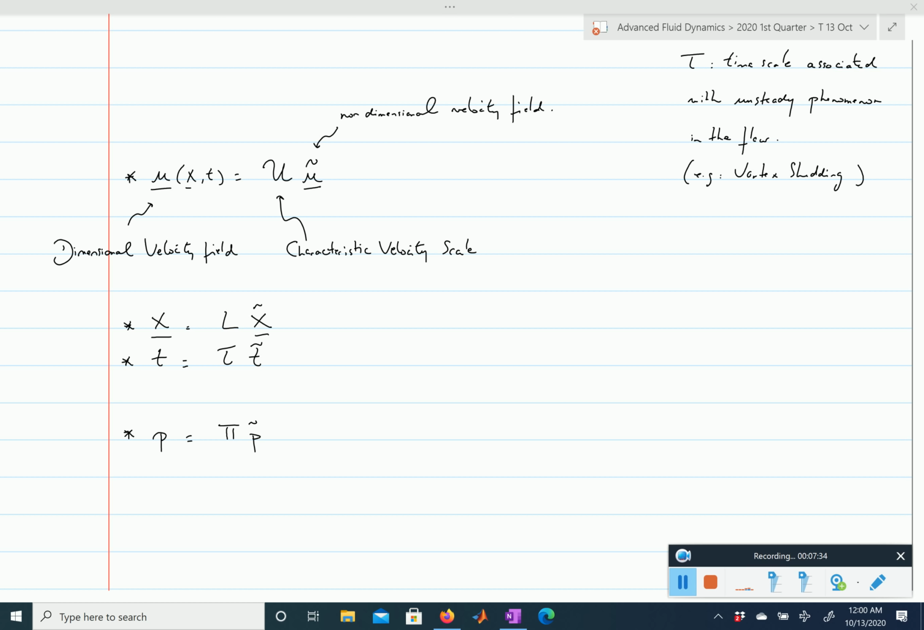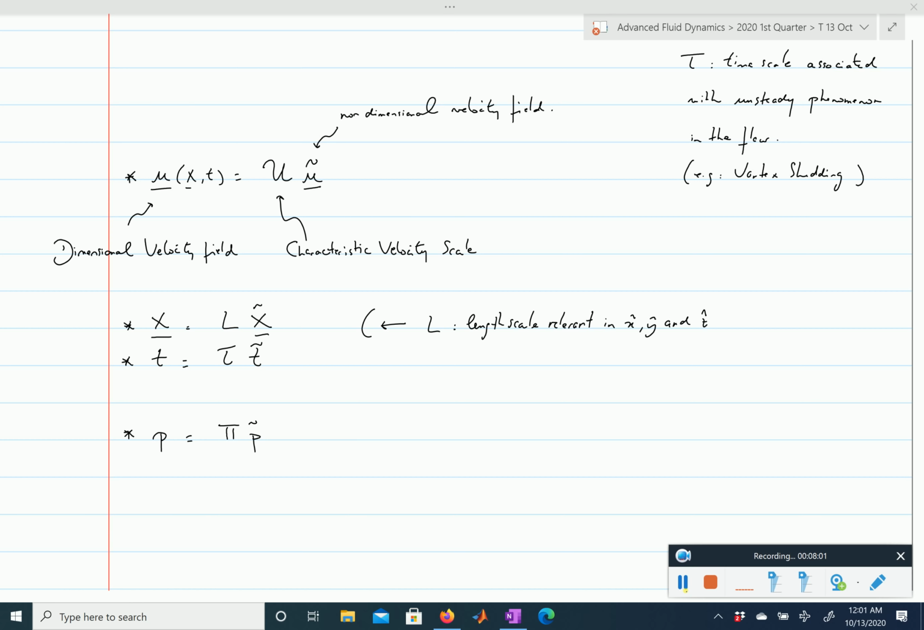Note here that for our position vector, I explicitly assume that L is a relevant length scale in both x, y, and z direction. But that is not always the case. In the second quarter, we'll discuss lubrication theory, where in one direction we have one length scale, and in the other direction we have another length scale. But for now, we can assume that we have the same length scale in all directions.